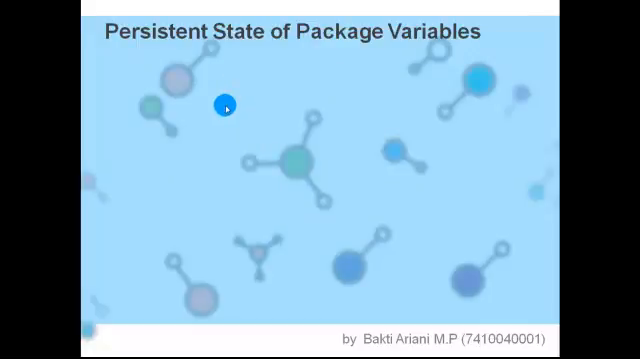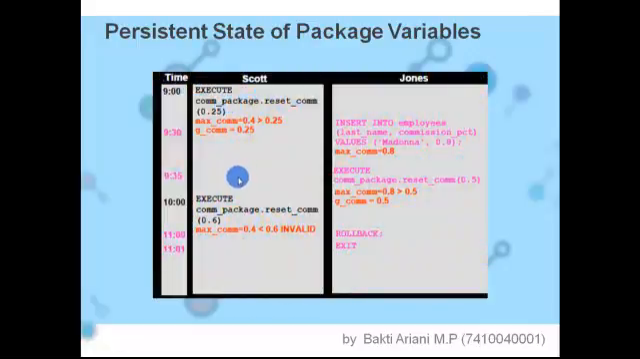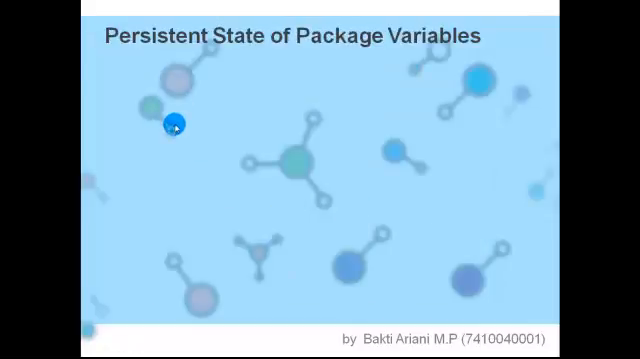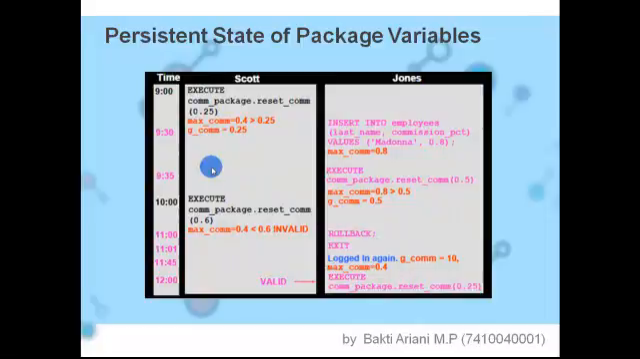Persistent state of package variables. At 10, Scott executes comm_package.reset_comm, and then in Jones there is a rollback and exit. Persistent state of package variable. There, execute comm_package.reset_comm, 0.25.